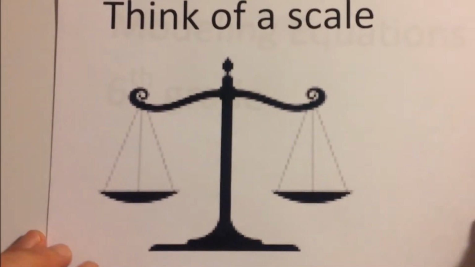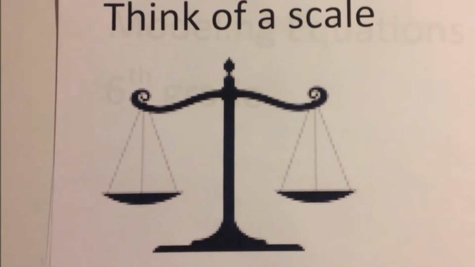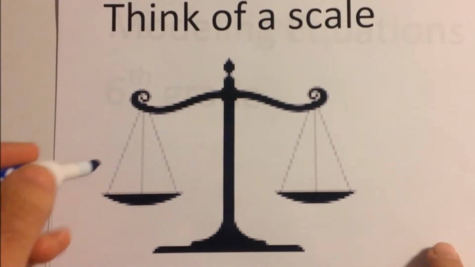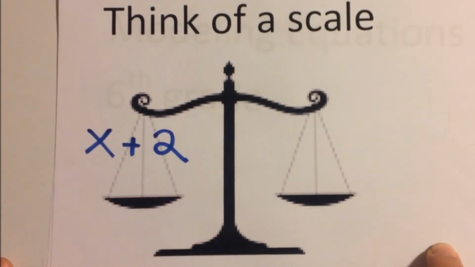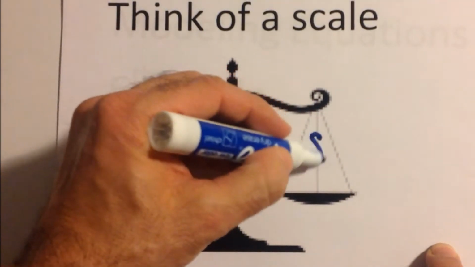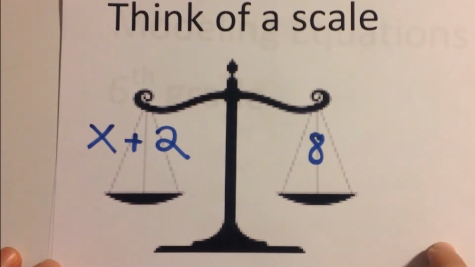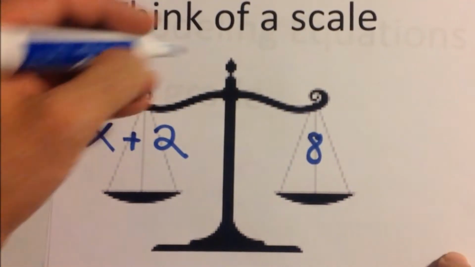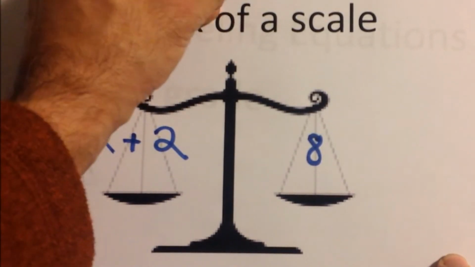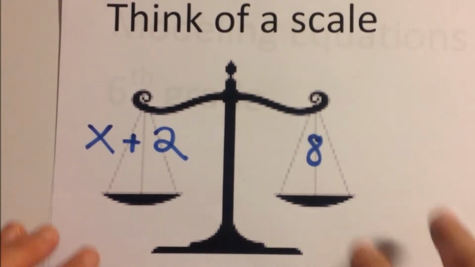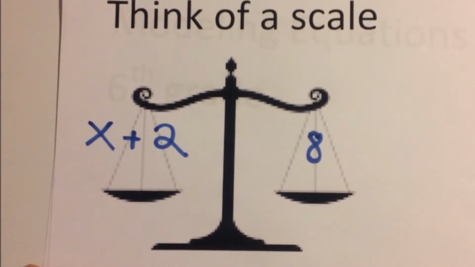Okay, here's our video on modeling equations. And just to review, equations, think of a scale when you think of equations. Right? So on this side of the scale, let's say we had x plus 2. And on this side of the scale, let's say we had 8. And we know that with equations, this will be x plus 2 equals 8. And equations have to balance. That's why we have a scale.